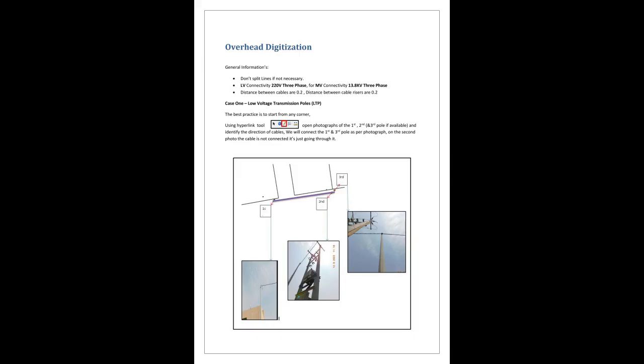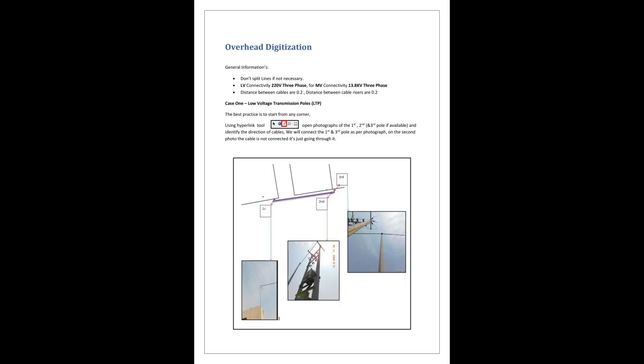Overhead digitization. General information: don't split lines if not necessary. LV connectivity is 220V 3-phase, MV connectivity is 13.8 kV 3-phase. Distance between cables is 0.2, distance between cable risers is 0.2.